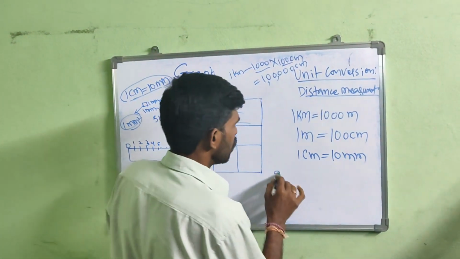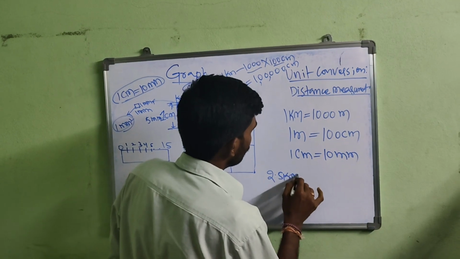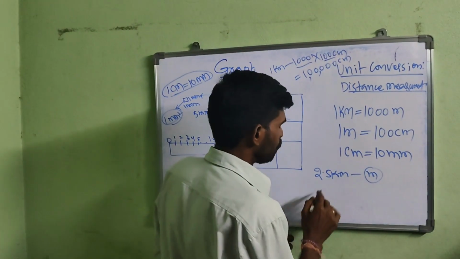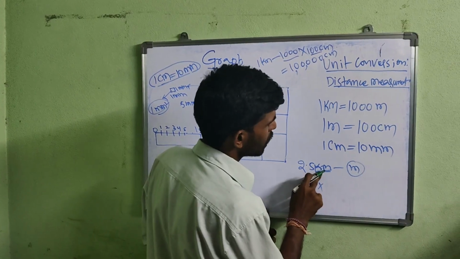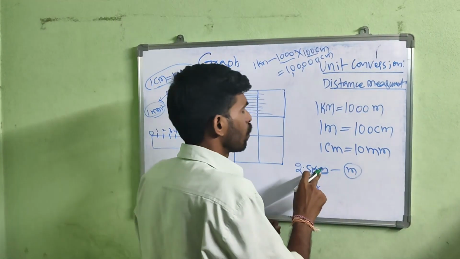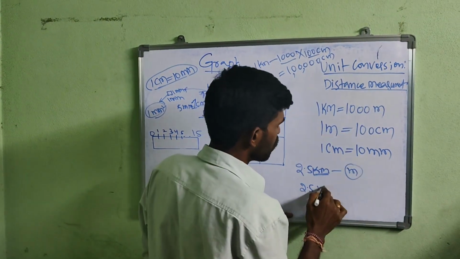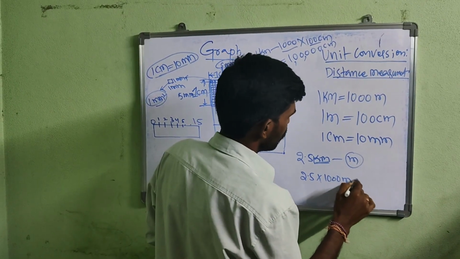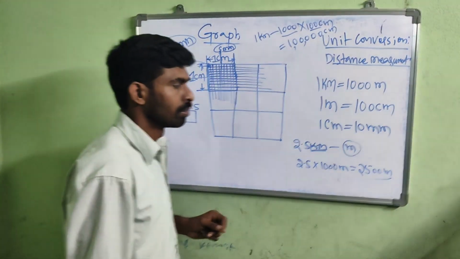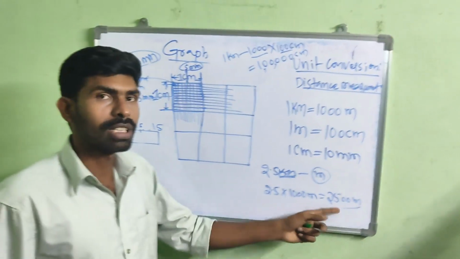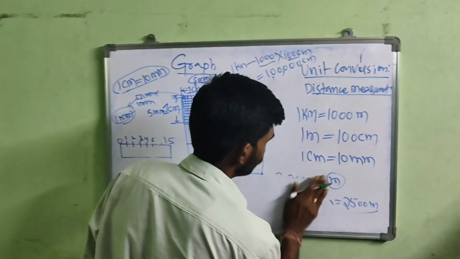You can take it like this: if you want to change from a larger unit to a smaller unit, we need to multiply. For example, I want 2.5 kilometers in meters. 1 kilometer means 1000 meters, so 2.5 into 1000 meters gives 2500 meters.